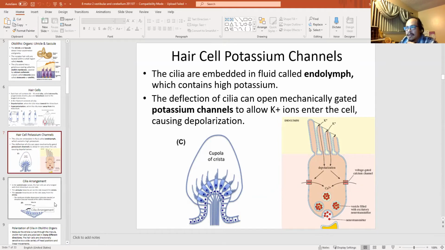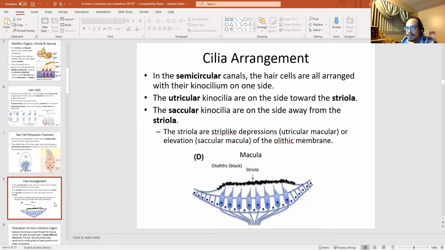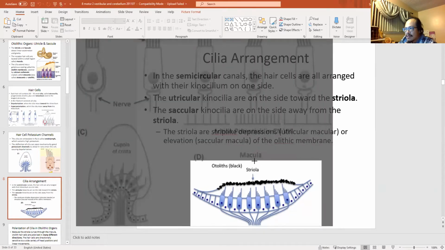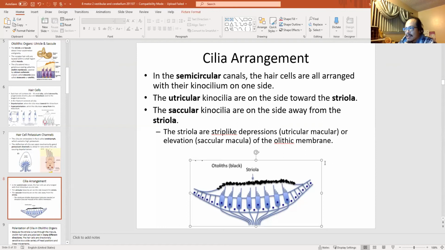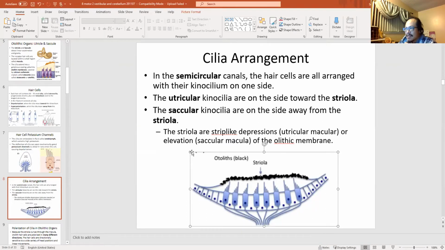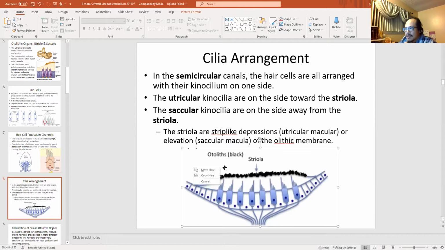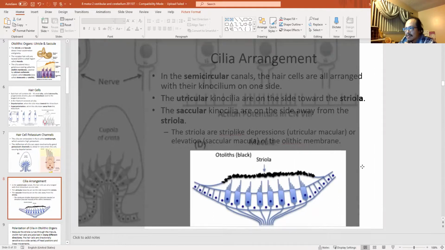However, in the two otolithic organ, utricle and the saccule, these hair cell. Look at this uh, otolithic organ. For example, you can see that. Let me do this one here. Let me do this one here. Let me do this one here. Make it larger, easier to see, easier to appreciate. All right, crop it. All right. Yes. Yes. That's that.